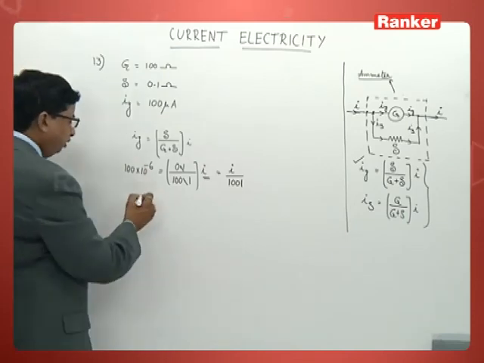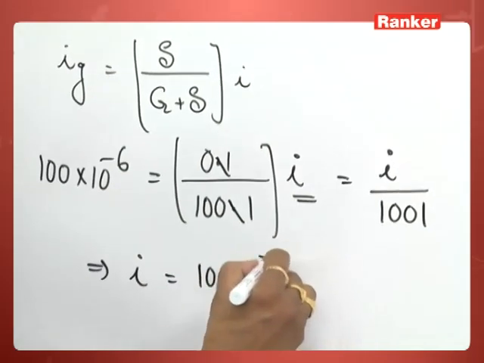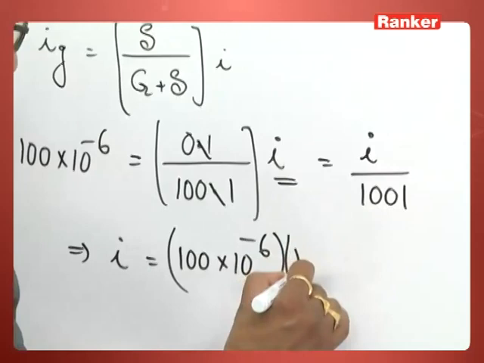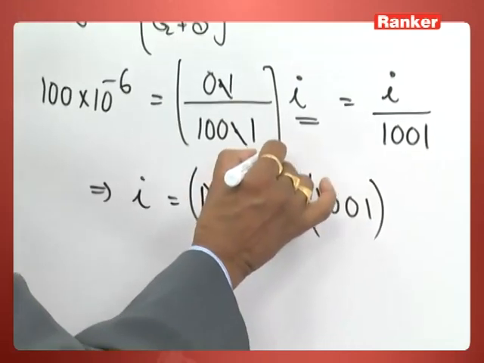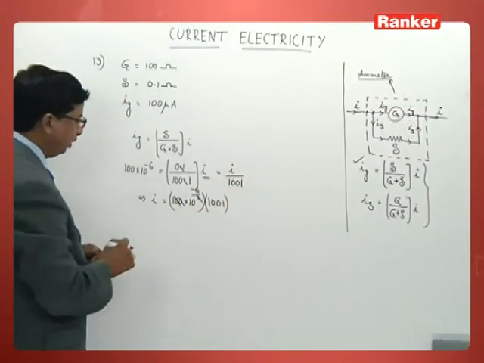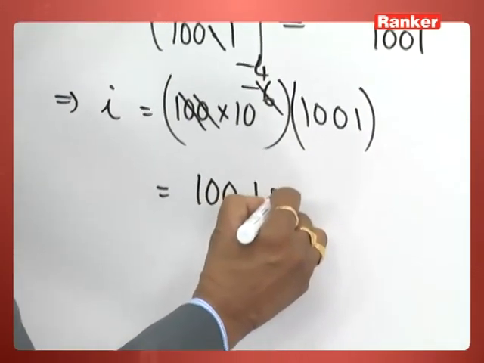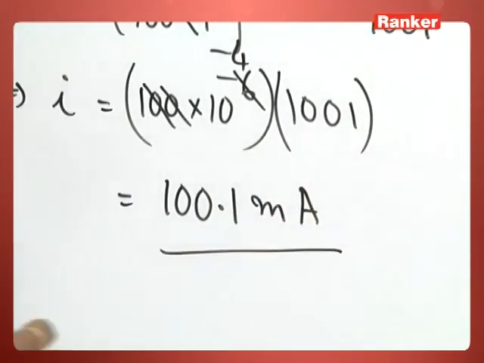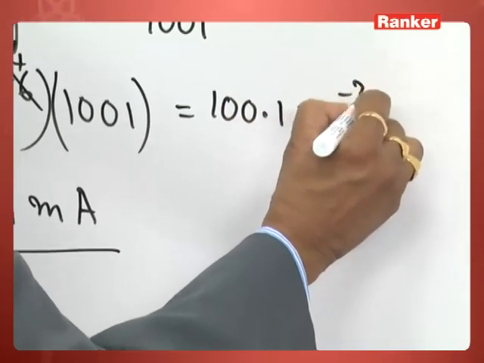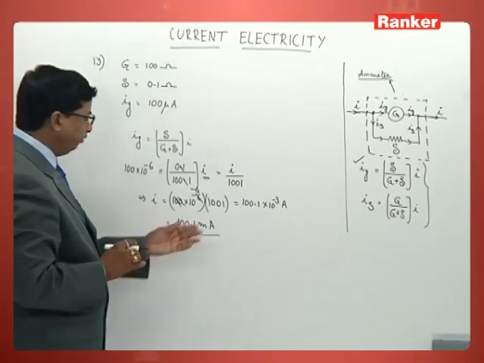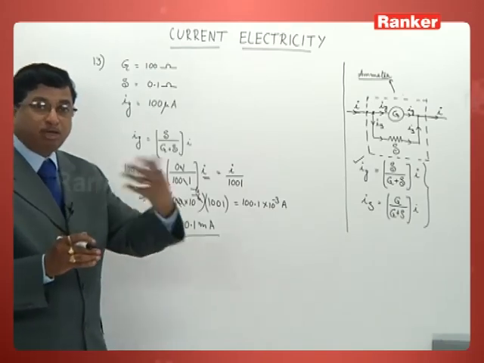Now come on, multiply. This implies I is equal to 100 into 10 power minus 6 into 1001. You can cut these two zeros, 10 power minus 4 times. If you multiply, can't I write this as 100.1 milliampere? In fact, I will be getting 100.1 into 10 power minus 3 ampere. But every one of us knows very well that 10 power minus 3 is to be called milli.